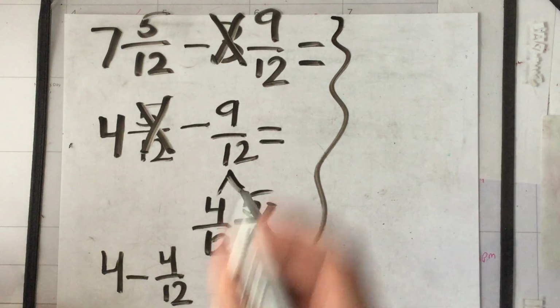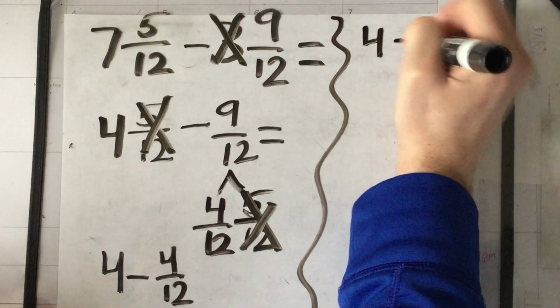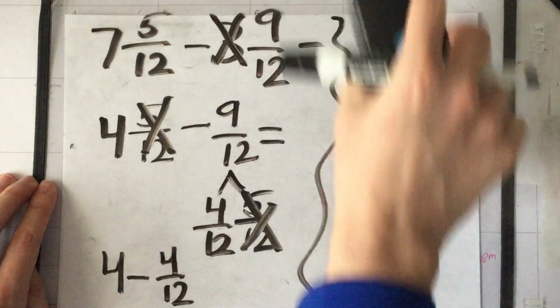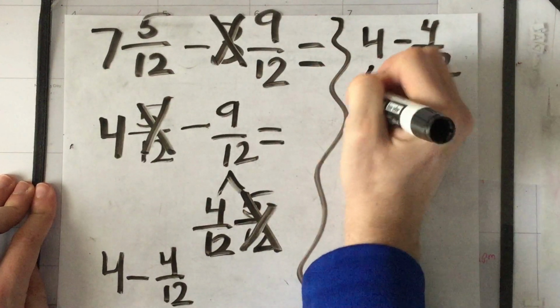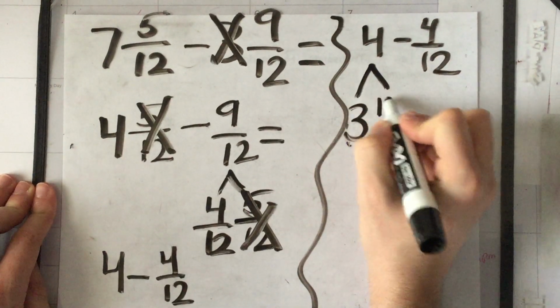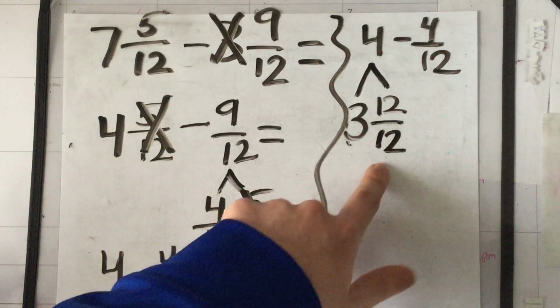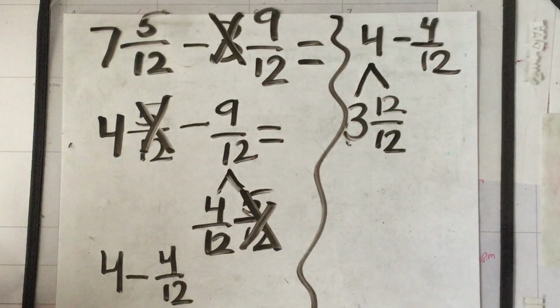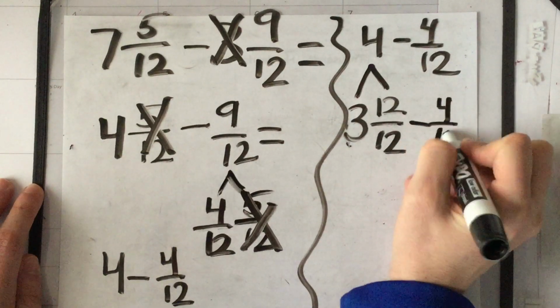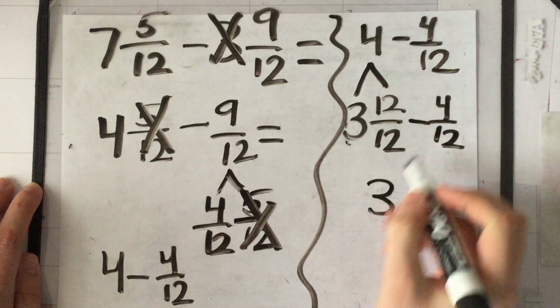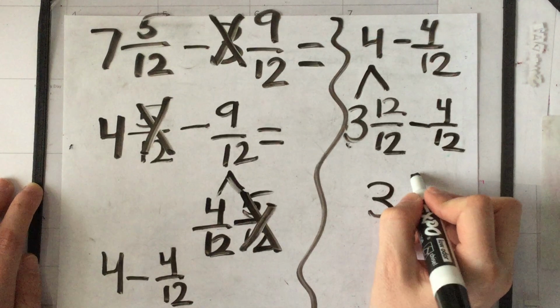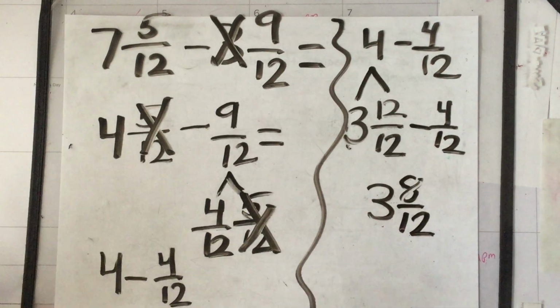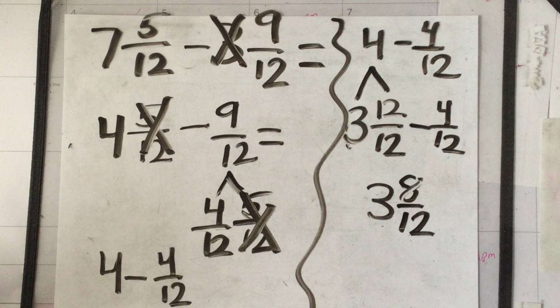That 4/12 can, that's a really long number bond line. I don't need it to be that long. That 4/12 can be rewritten as 3 and 12/12 because this, we know, is one complete thing. So this is still 4. But now that I have enough 12ths, I can do my subtraction. The 3 comes along, and 12 minus 4 is 8. So now I know that 7 5/12 minus 3 9/12 equals 3 and 8/12.